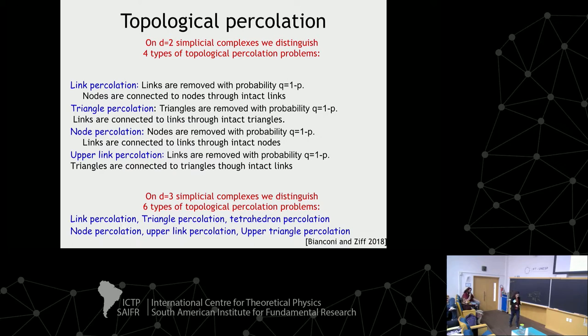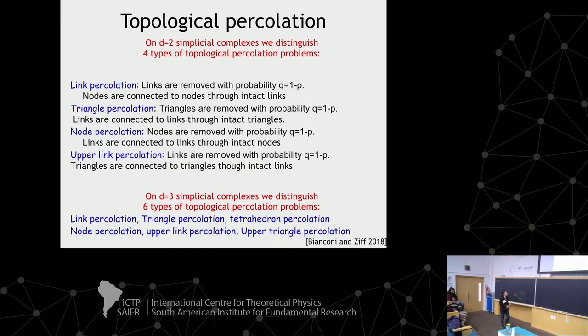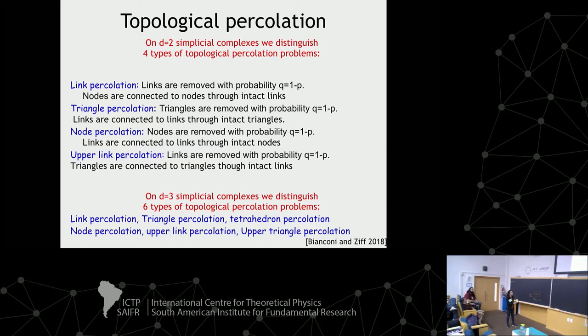So we can damage nodes, links and triangles in D equal to 2, or nodes, links, triangles and tetrahedra in D equal to 3. So we can define a large set of generalized topological percolation problems. For instance, in triangle percolation, triangles are removed with probability Q, and links are connected to links through intact triangles.